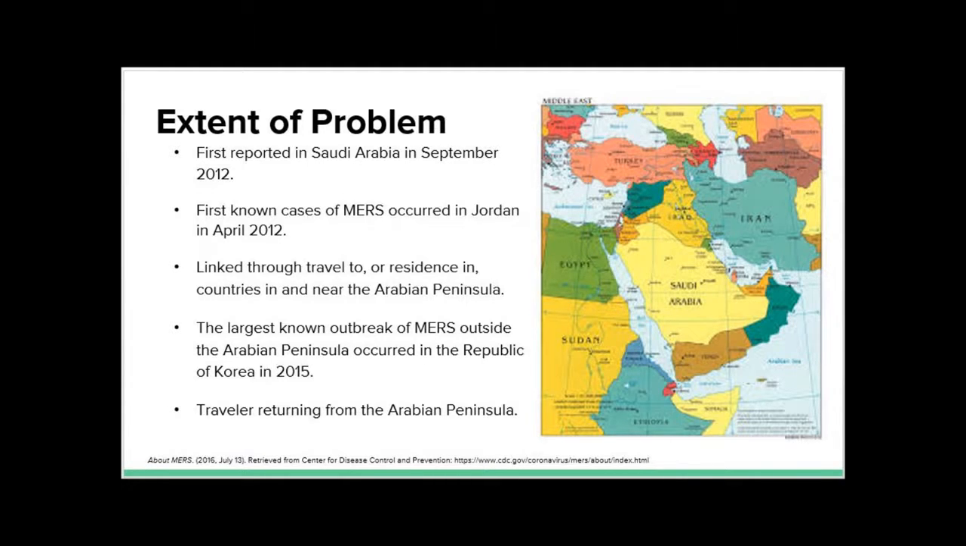So far, all cases of MERS have been linked through travel to or residence in countries in and near the Arabian Peninsula. The largest known outbreak of MERS outside of the Arabian Peninsula occurred in the Republic of Korea in 2015, which was spread through a traveler returning from the Arabian Peninsula. This concludes the report of the introduction and the extent of the problem.